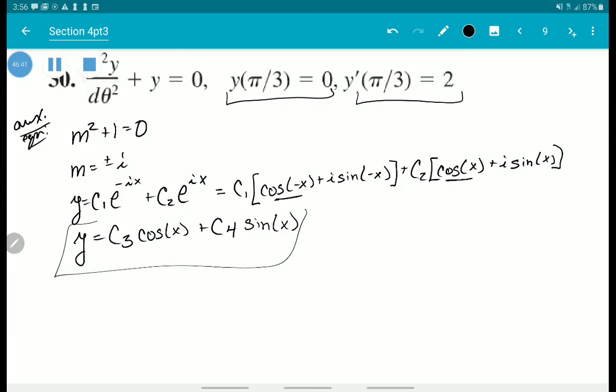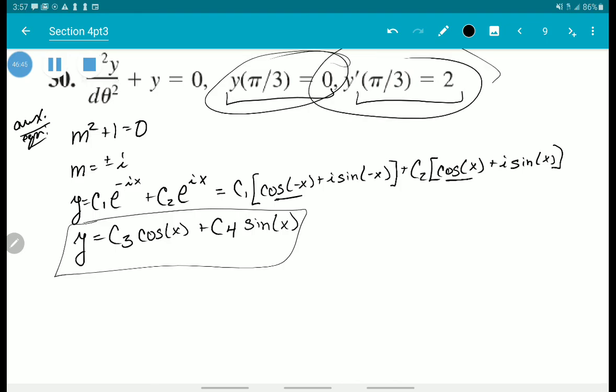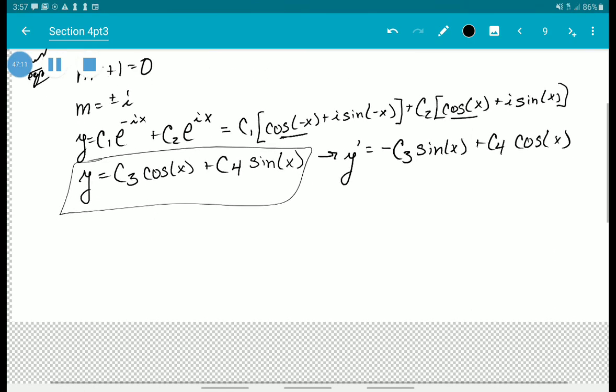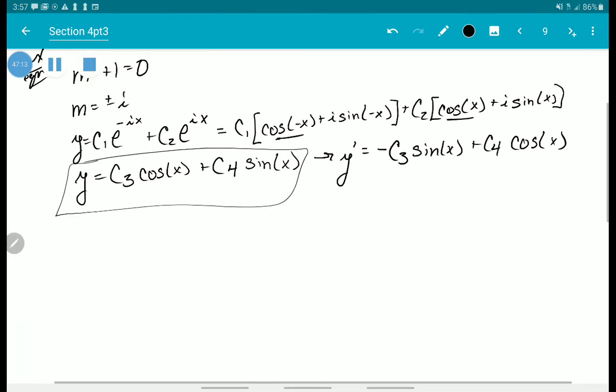So now we're going to have to use some initial conditions. But the initial conditions are using y and the derivative of y. So we need to find the derivative of this guy. So the derivative of this guy, derivative of cosine is negative sine. Derivative of sine is cosine. So now we have enough information to substitute in.